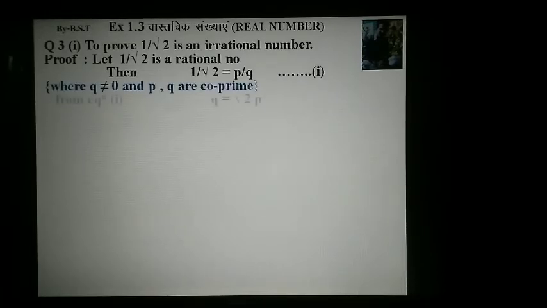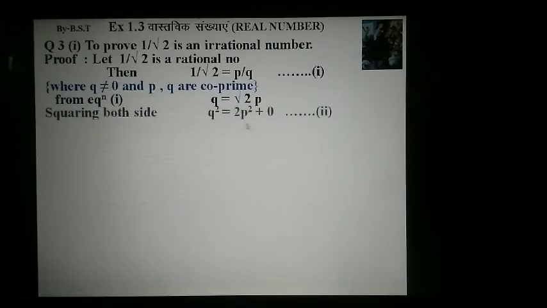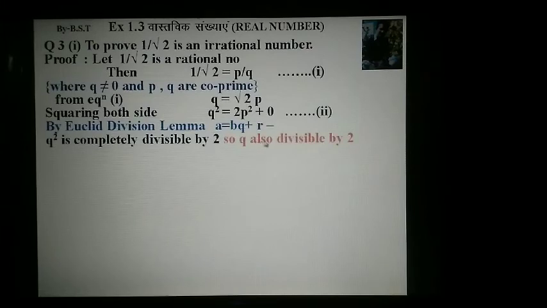When we cross multiply, then we get q is equal to root 2 p. Then again squaring both sides, we get q square equal to 2p square plus 0. By Euclid division lemma, a equal to bq plus r, again we get this q square is completely divisible by 2. So we can say q square is completely divisible by 2, so q is also divisible by 2.